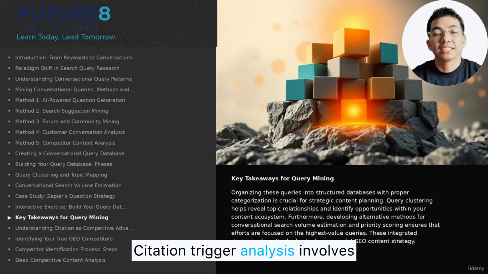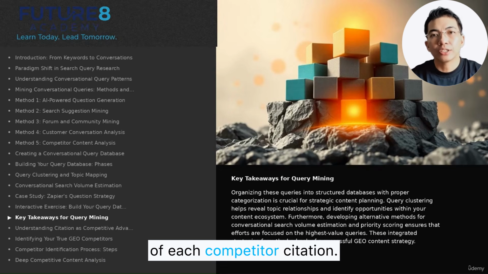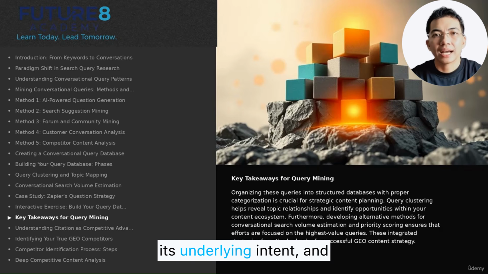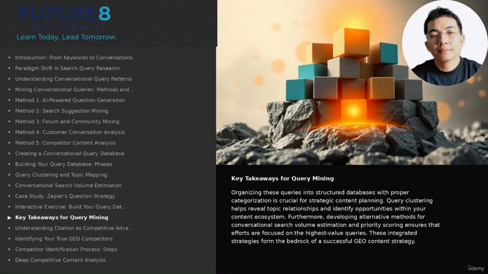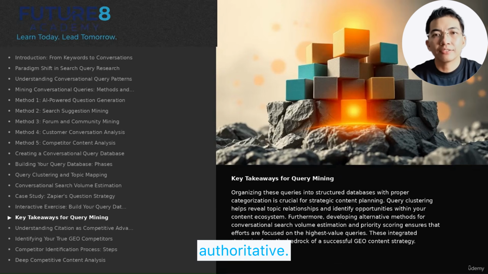Citation trigger analysis involves meticulously documenting the characteristics of each competitor's citation. For every instance, record the exact query that led to the citation, its underlying intent, and its complexity. This helps identify the specific types of questions for which AI platforms deem a particular source authoritative.